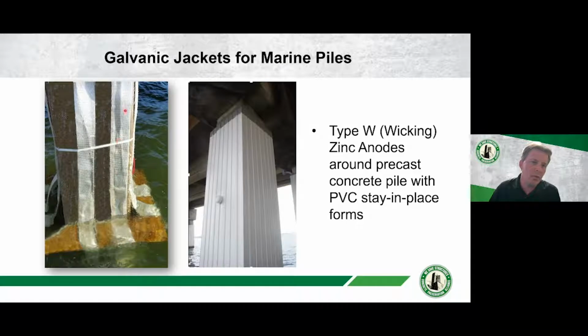So over here, we have some strip anodes underneath the jacket before the jacket's installed. This fabric will allow the seawater to wick as that tide goes up and down and keep that anode active and protecting the reinforcing steel. You can get these in round or square or any type of sizing.